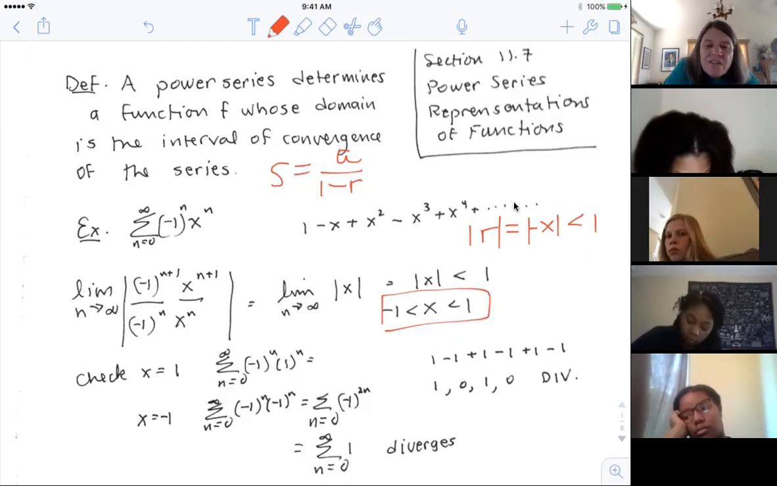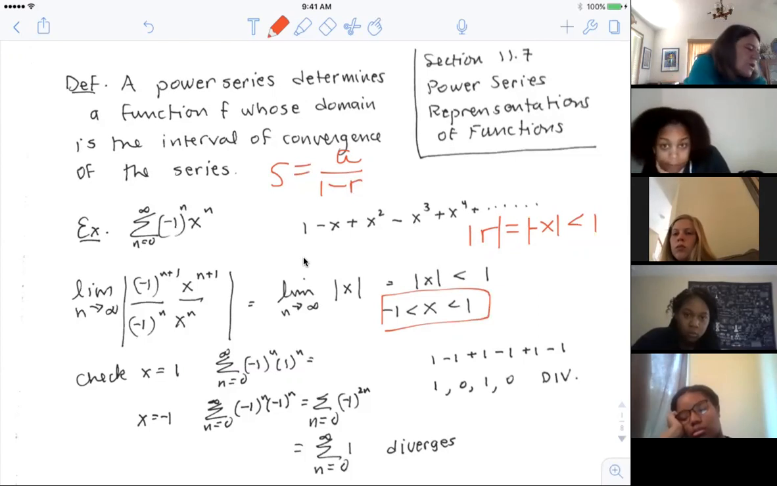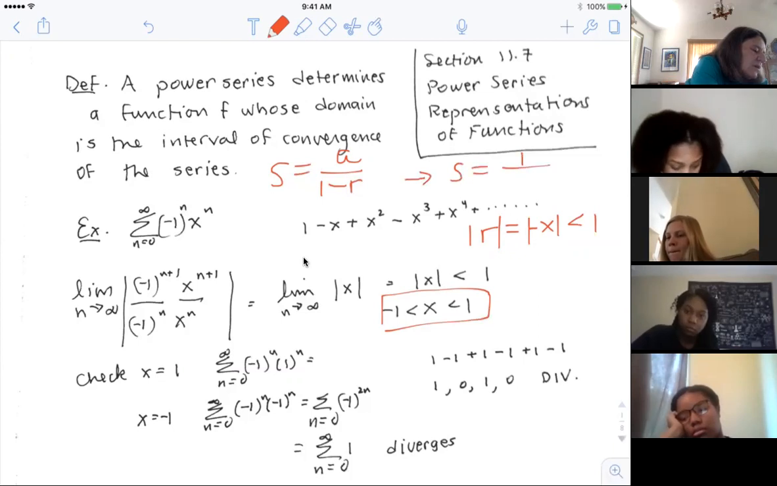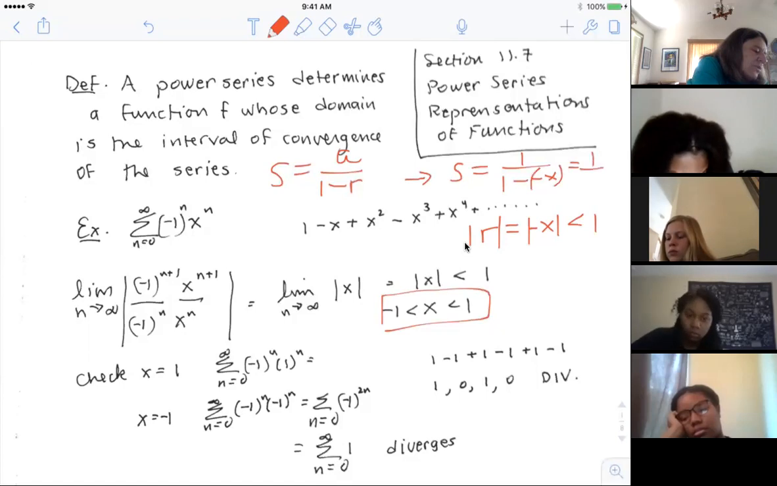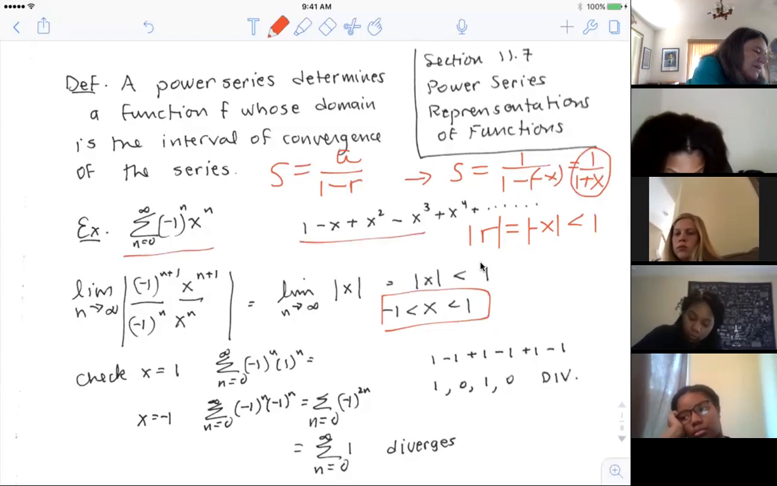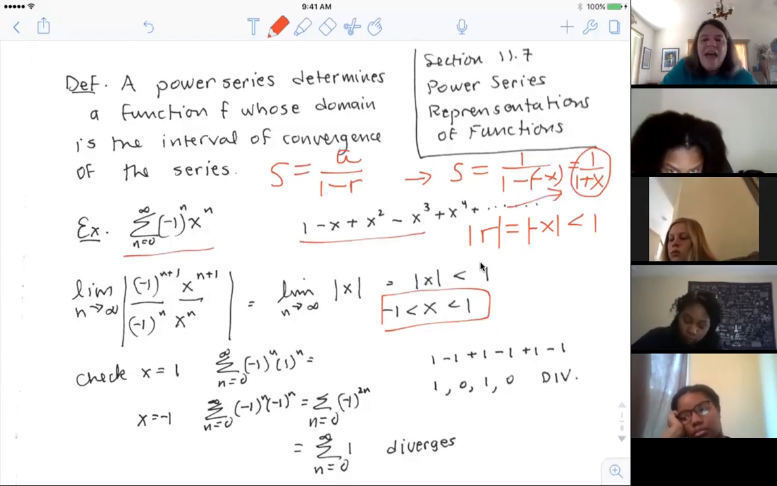So tell me what A was in this. We already know what R was, guys. R was minus x. So what's A in this problem? 1. So the sum of this series right here is 1 over 1 minus, and we said R was minus x. That's how we got from one term to the next. So minus a minus x, and we get 1 over 1 plus x. So what that's saying is that this series right here is the series representation of that function.